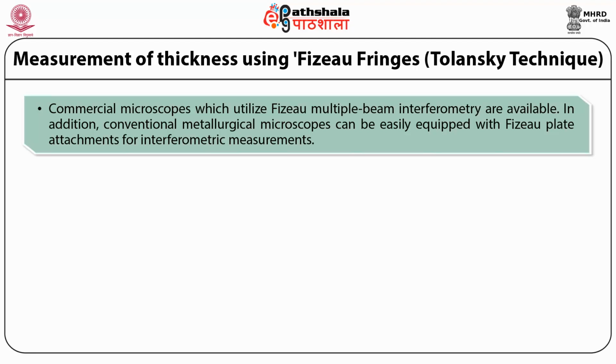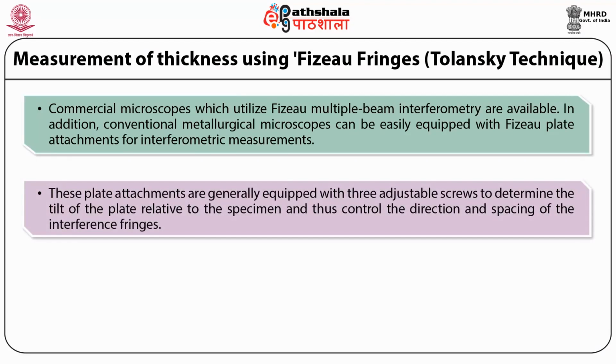Commercial microscopes which utilize Fizeau multiple beam interferometry are available. In addition, conventional metallurgical microscopes can be easily equipped with Fizeau plate attachments for interferometric measurements. These plate attachments are generally equipped with 3 adjustable screws to determine the tilt of the plate relative to the specimen and thus control the direction and spacing of the interference fringes.